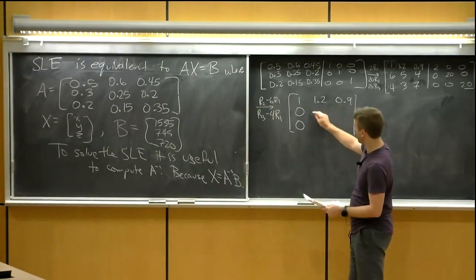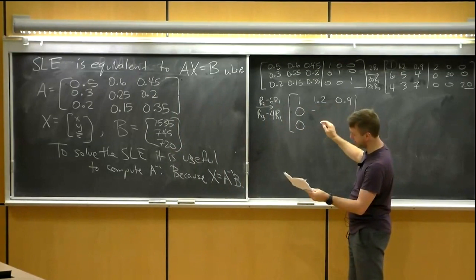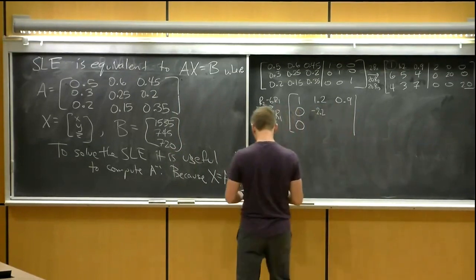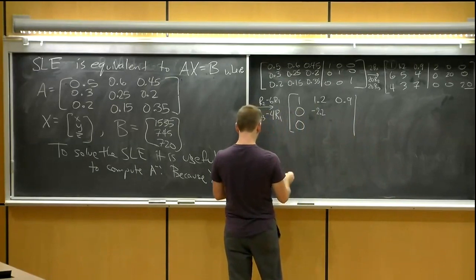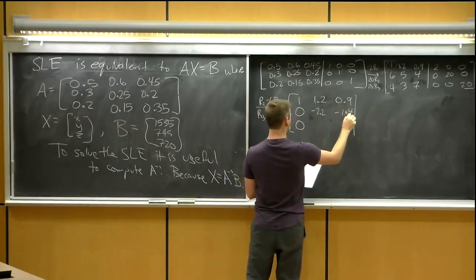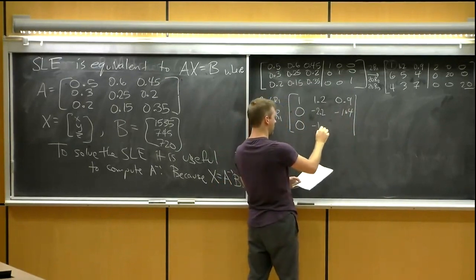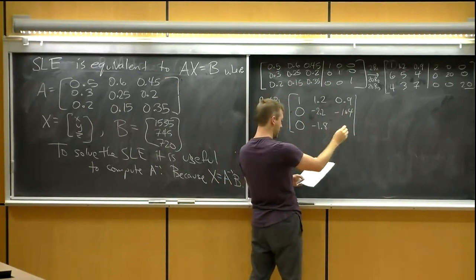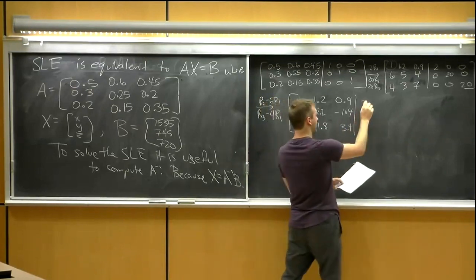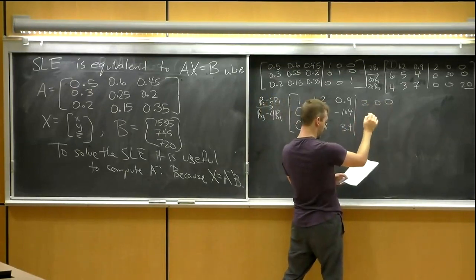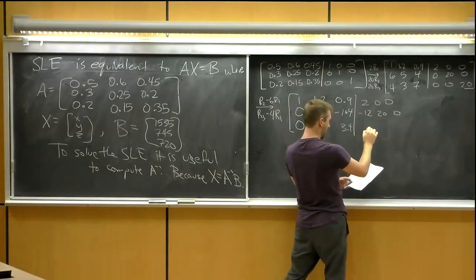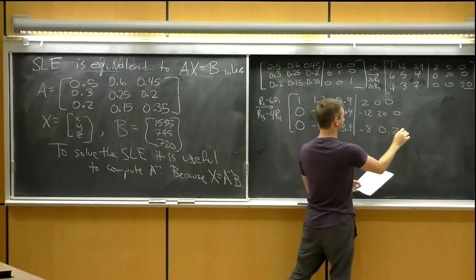Here, now I'm back to decimals again. So it's negative 2.2, negative 1.4, negative 1.8, and 3.4. Then on this side, I've got 2, 0, 0, negative 12, 20, 0, negative 8, 0, 20.